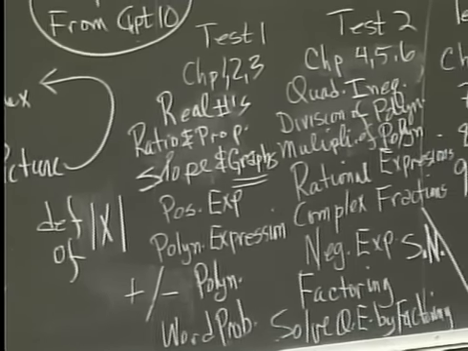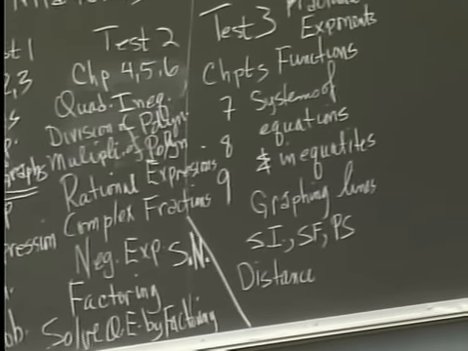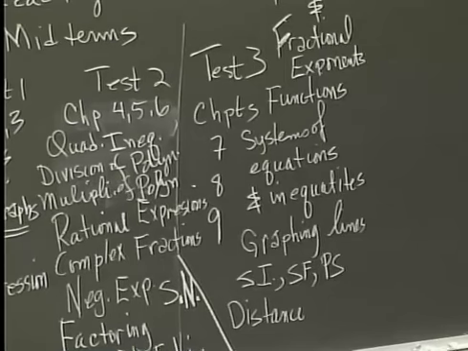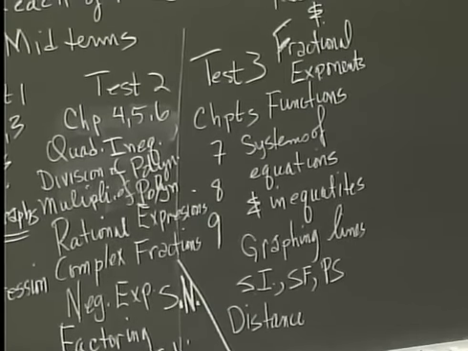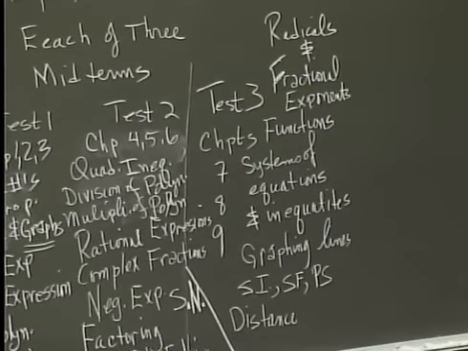Okay, let's slide over a little bit to test 2. In test 2, 3 more chapters. We had quadratic equations and inequalities, multiplying and dividing polynomials, and of course the biggie there was factoring, and negative exponents, the complex fractions. Then as we slide over to test 3, a little more recent material, we had systems of equations, inequalities, graphing lines, the slope-intercept, the standard form, the point-slope form, the distance, fractional exponents, and then at the top we have, what? Radicals.